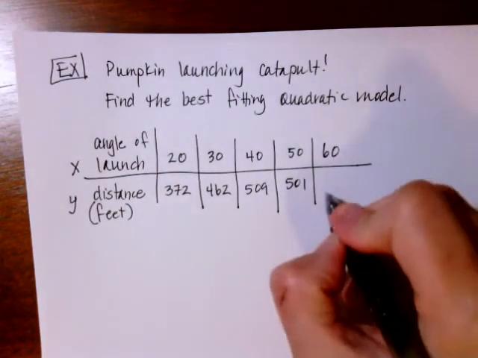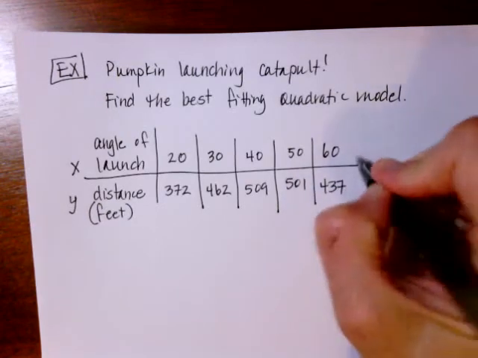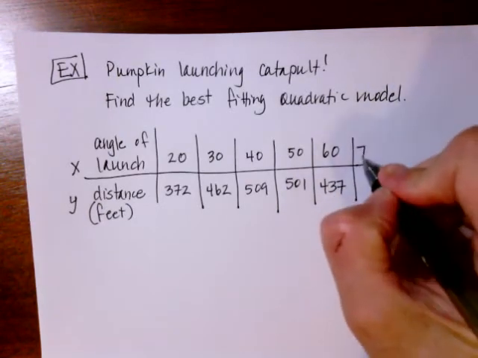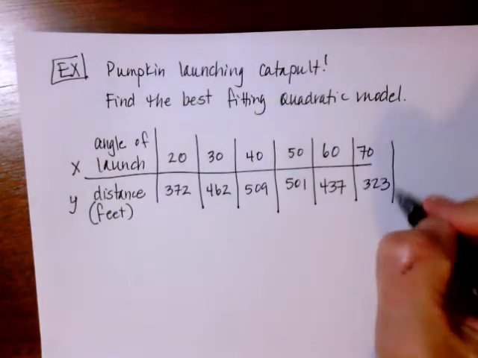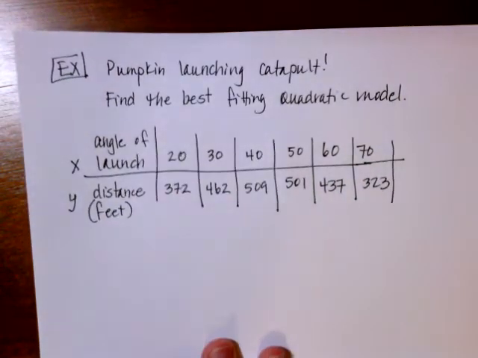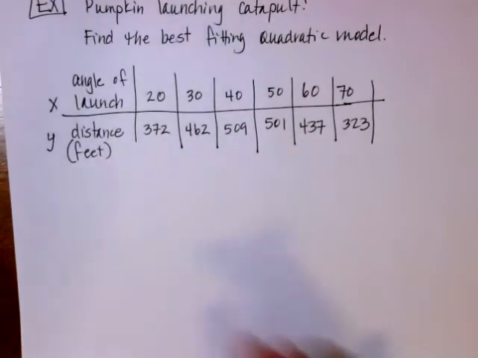60, 437. And then 70 and 323. So those are my data points. So what I'd like to do is walk us through step by step in your grapher.